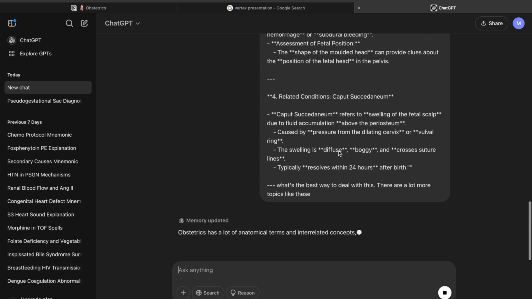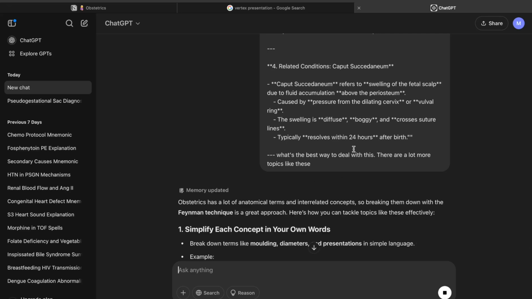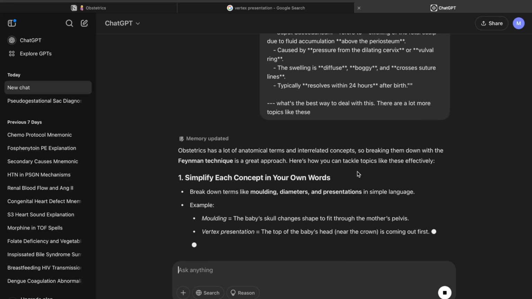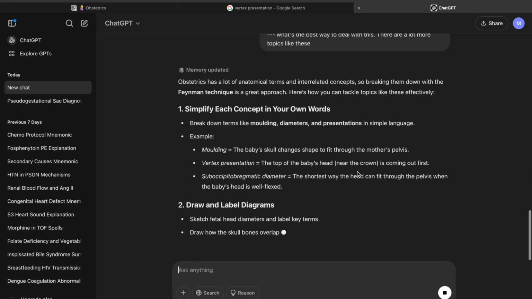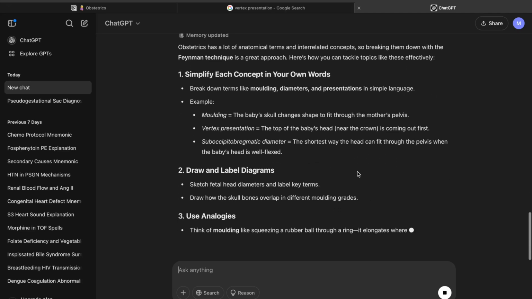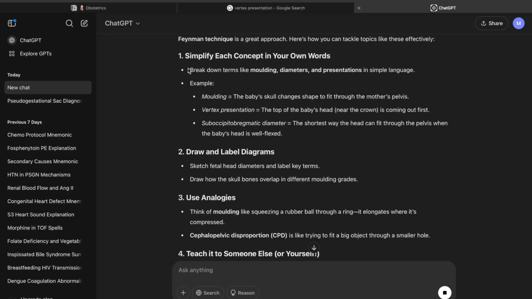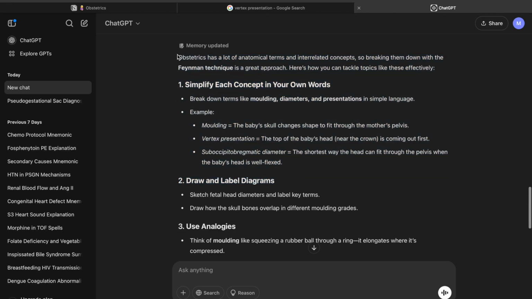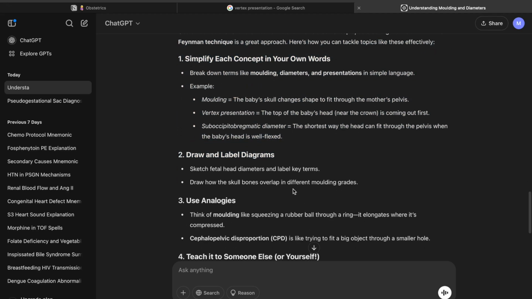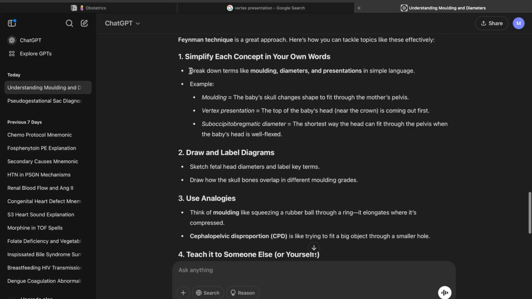So if you are really thorough with all of these, it would be best for you to skip this section and move on to the next topic, or else just go through the notes. But if you really want something in depth, a proper simplification, it's better you watch this. So let's see, simplify each concept in your own words. Break down the words like molding, diameters, presentation, into simple words.